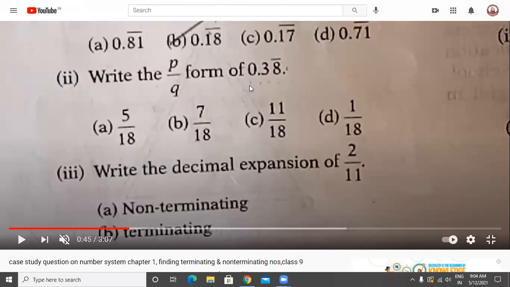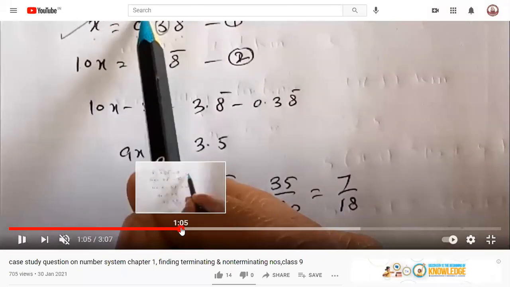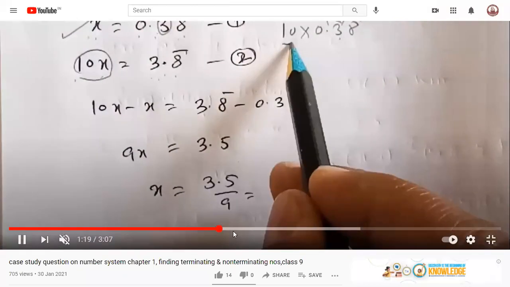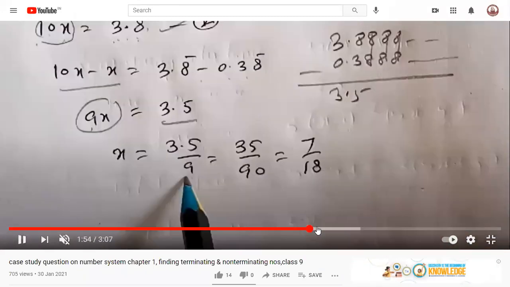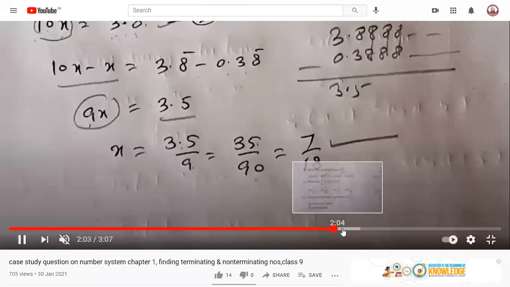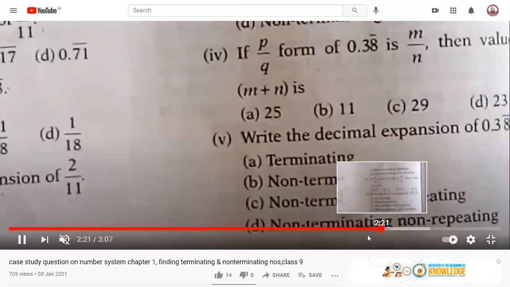Yes, Riyanshika. Ma'am, the answer is 7/18. 7/18. Okay. Next is write the decimal expansion of this. As you have seen in the first part, our answer is 0.18 bar. So this represents your non-terminating repeating decimal expansion.